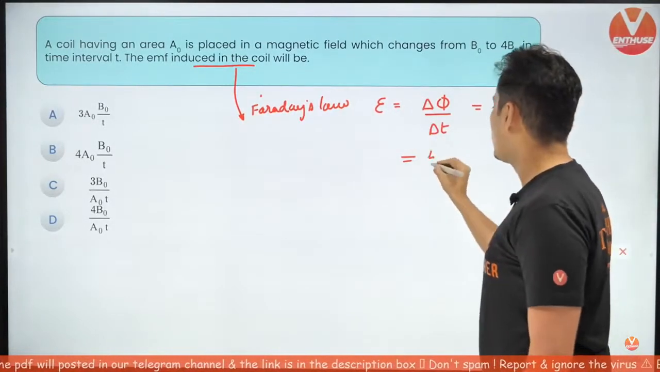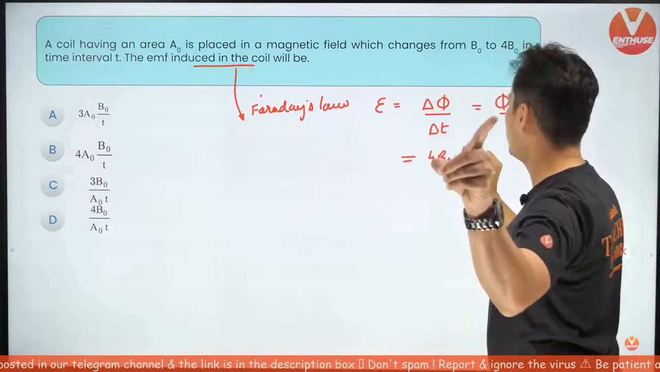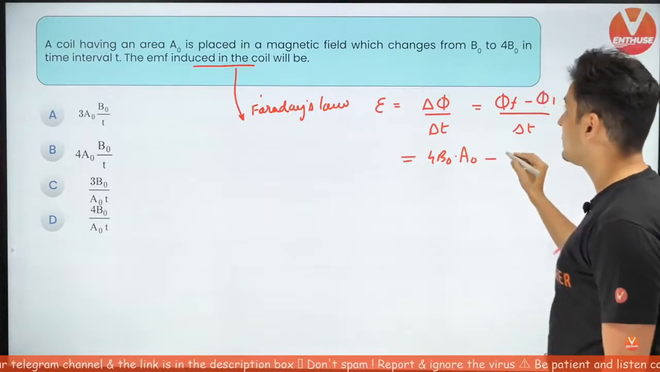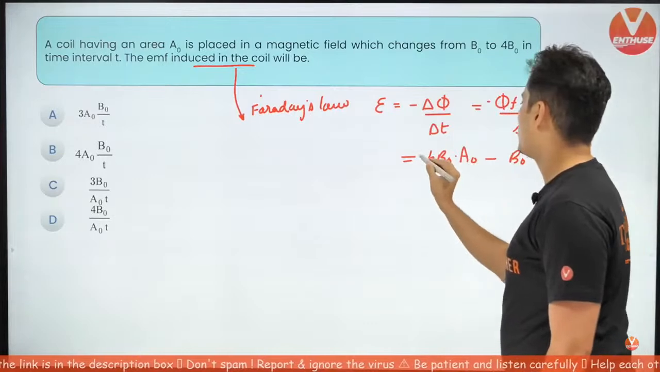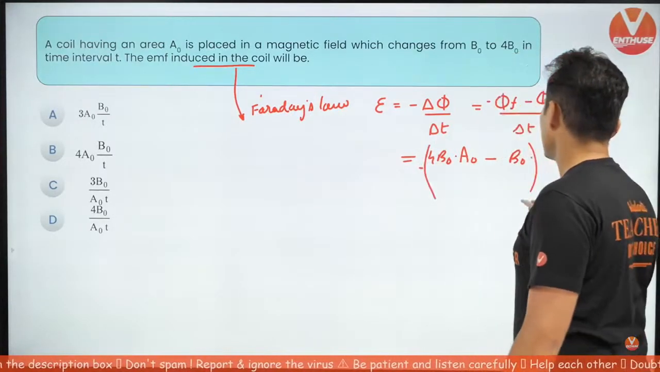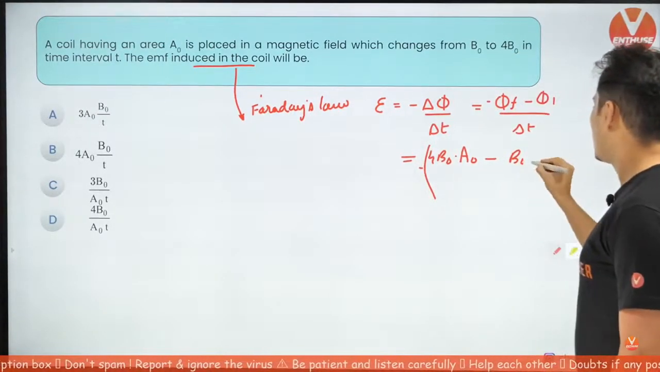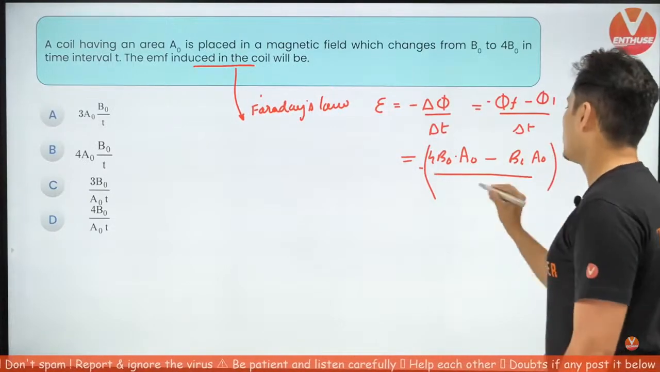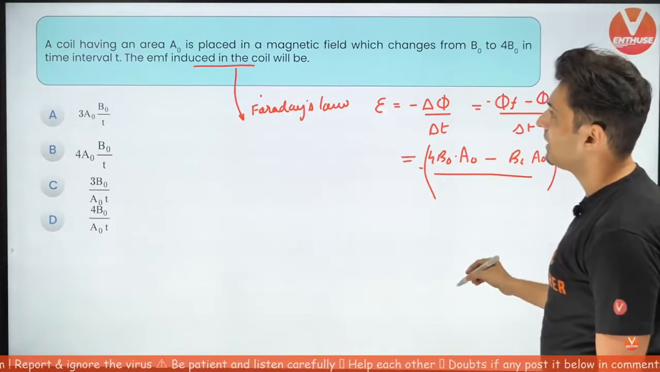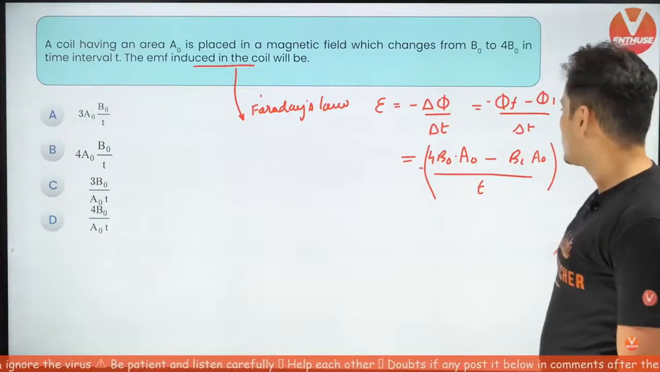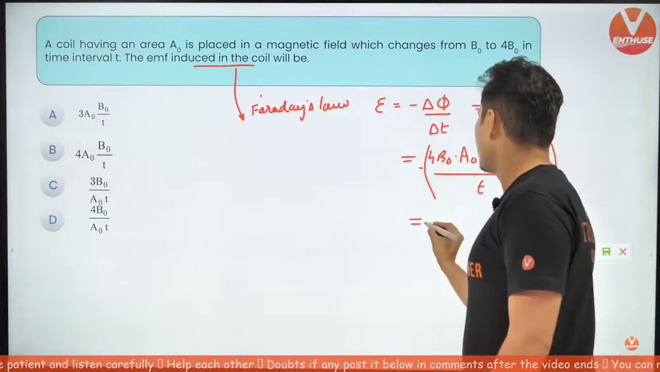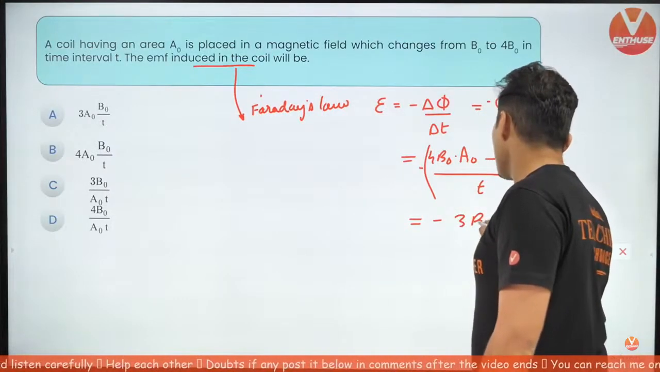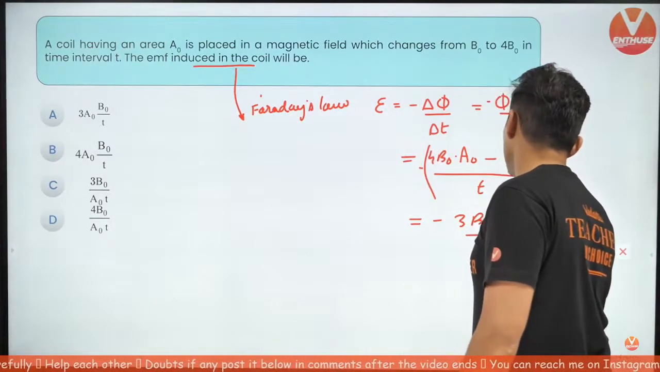Final will be 4B naught into the area which is A naught, minus initial flux which will be B naught. There is a minus sign also. So B naught into A naught, and this whole thing divided by time. How much is the time? T. So 4 minus 1, that's 3, and so you will get minus 3 B naught A naught divided by T.